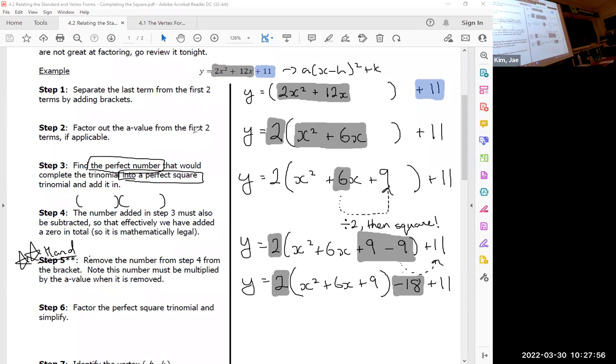Maria? You got a hand up? Nope. Okay. All that's left is to factor and to simplify.